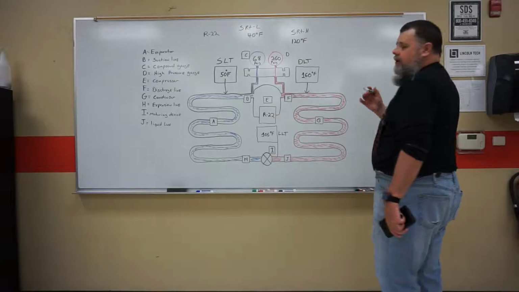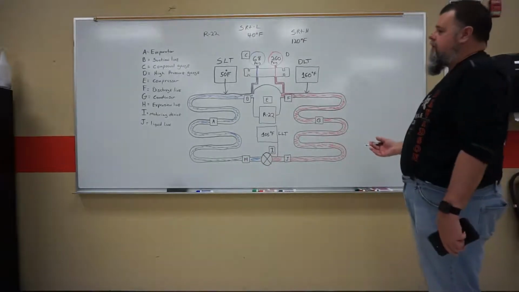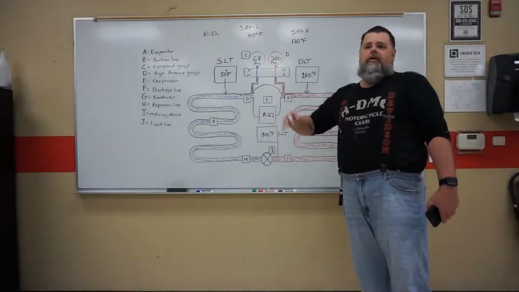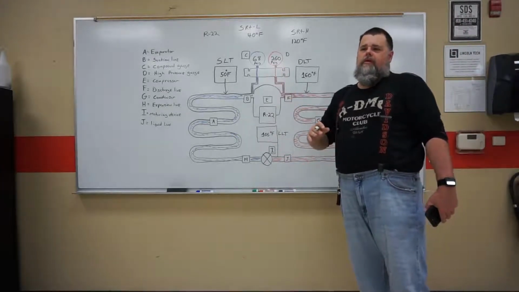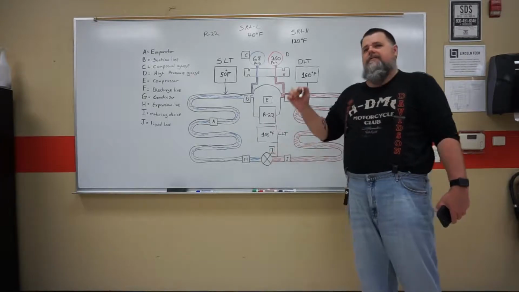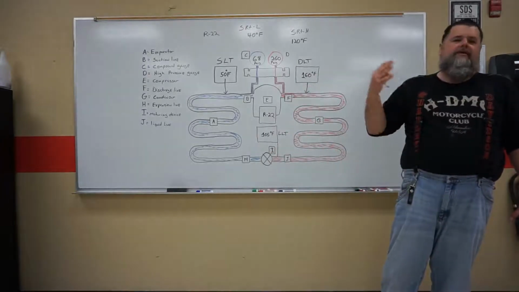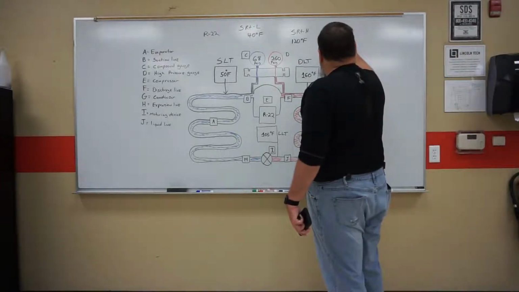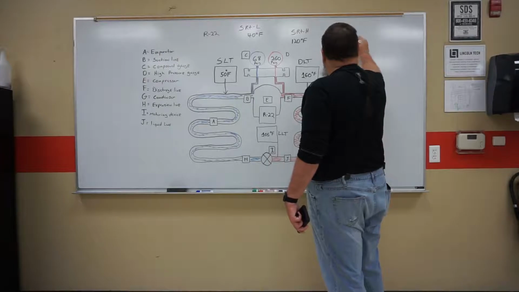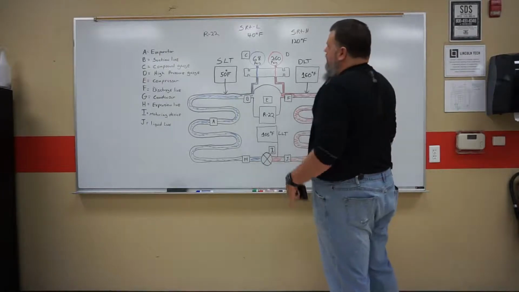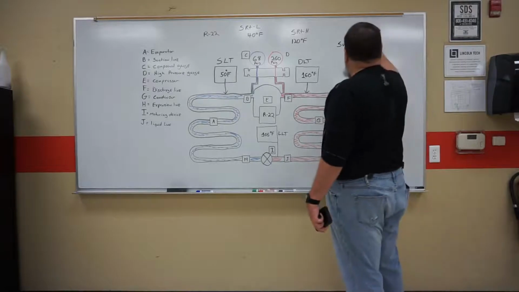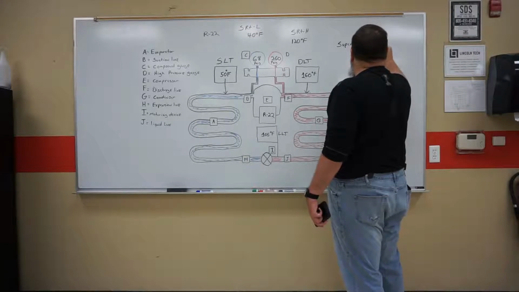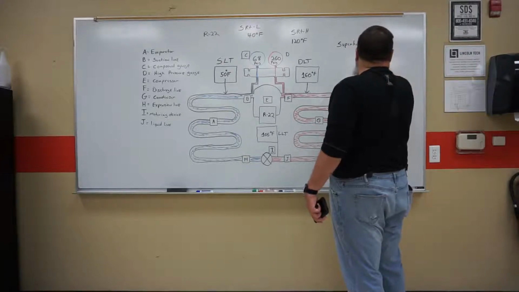So I'm going to look for superheat first. What is superheat? Superheat is heat added to a vapor after it's already boiled off. Once a liquid boils off to a vapor, if I add any more heat to that vapor, that is considered superheat. How do we find that? We follow a formula. The formula for superheat is suction line temperature minus our SRT low.